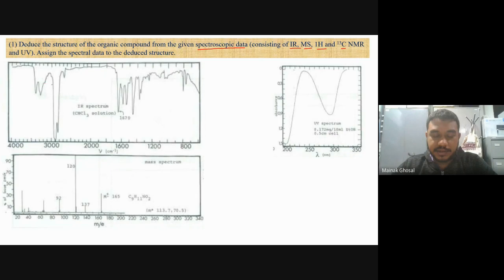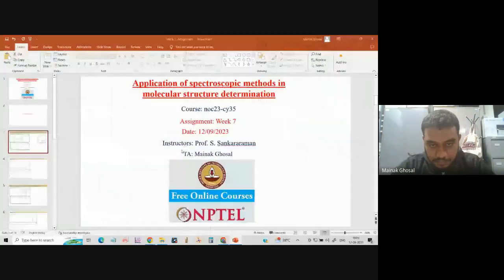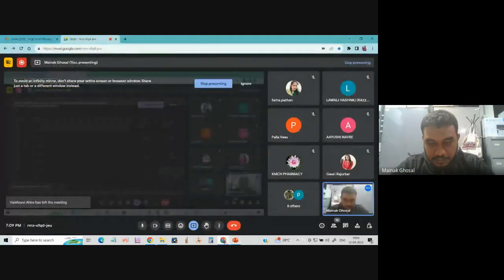So for now you have seen that IR data is given here. You have the mass data, and the molecular formula is given in the mass. The molecular formula is C9H11NO2.